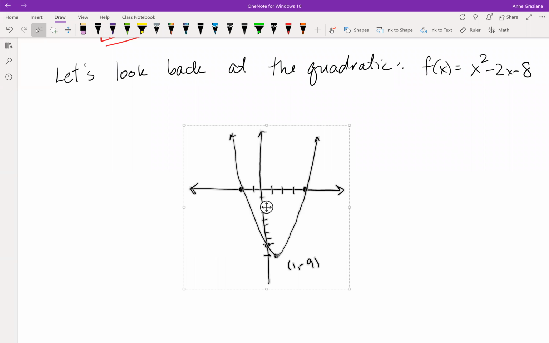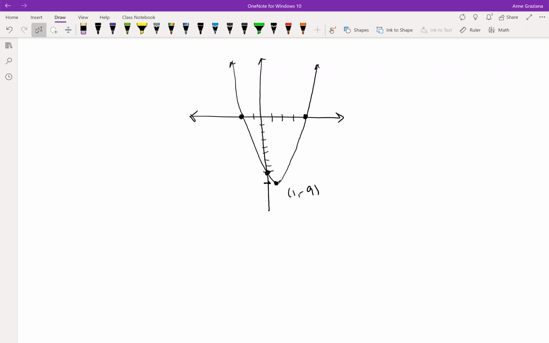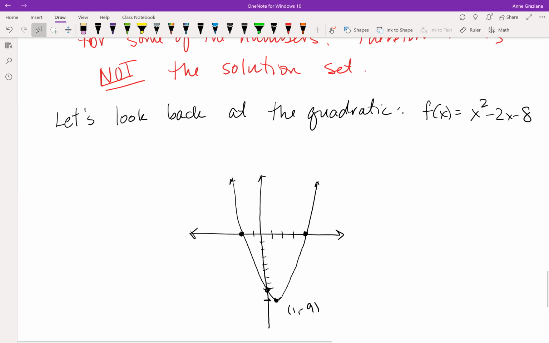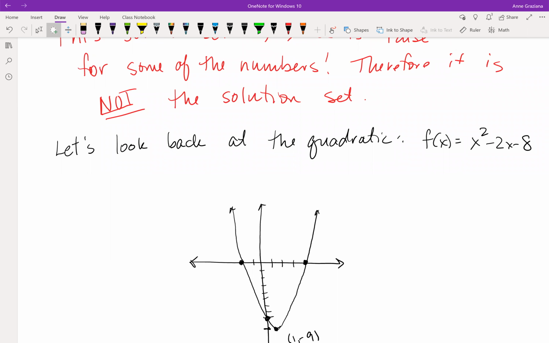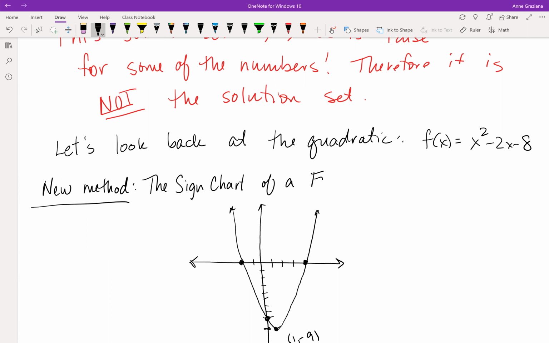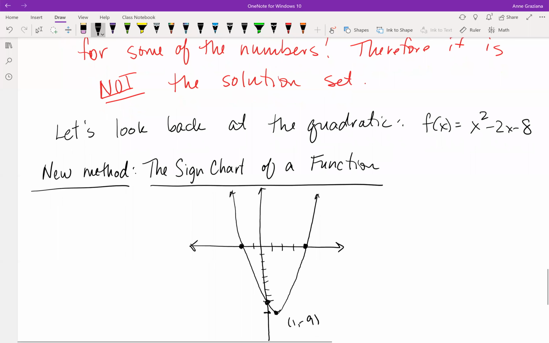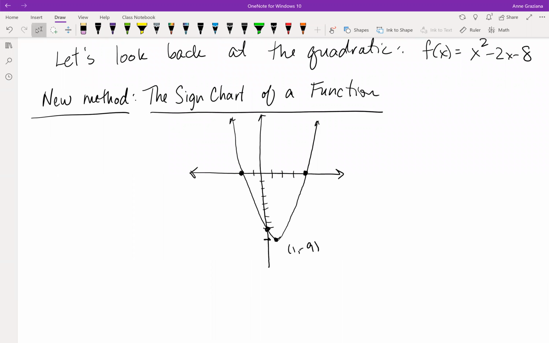All right, let's look at this function here. And what we're going to do is, we need a new strategy, a new method. And it is called the sign chart of a function. This is what students usually have not seen before, and you will use it a lot from here on out all the way through calculus.